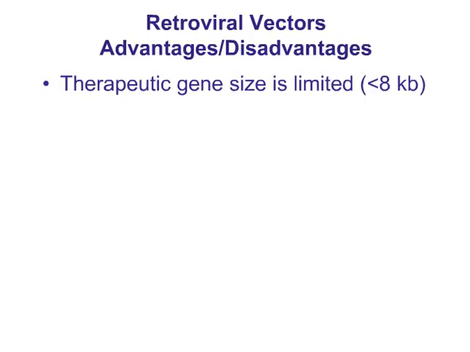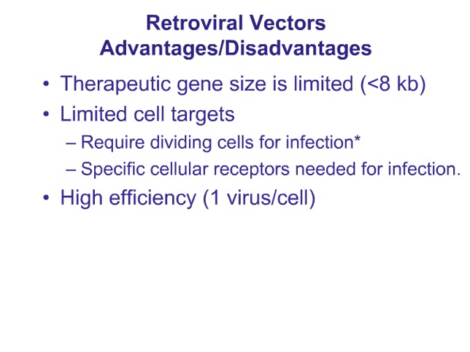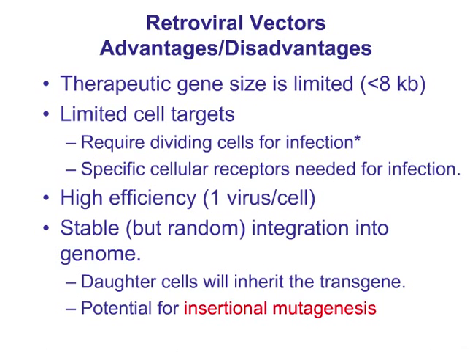The genomes of retroviruses tend to be very small and limited in the ability to hold exogenous DNA, usually less than 8,000 base pairs. Retroviruses have a limited cell target. They require an actively dividing cell for infection and specific cell receptors for the infection. They are highly efficient, usually one virus particle per cell. In addition, the infection is stable due to integration into the host cell genome. All daughter cells will inherit the transgene.